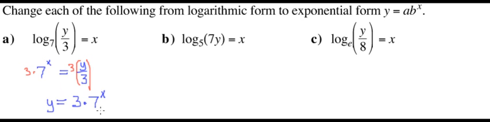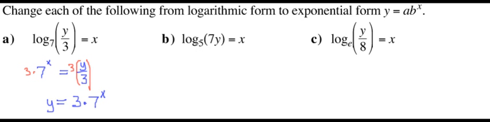If you considered writing 21 to the x, don't. This 7 has a power on it, this 3 does not. And you're not allowed to multiply numbers unless they have identical powers, or unless they have the same base, but neither is the case here. So this is 3 to the 1 times 7 to the x, and you can't combine those in any way.